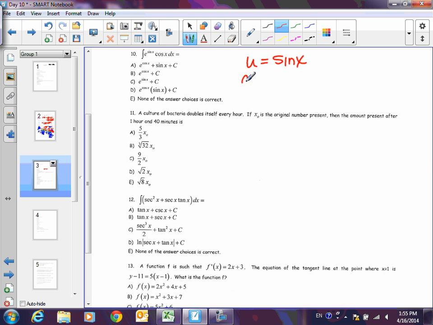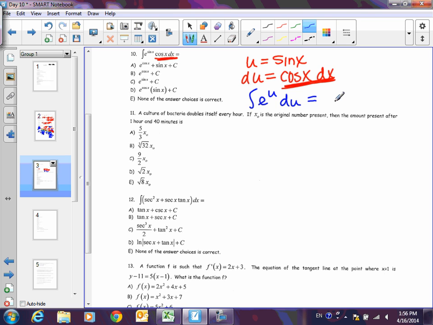What you're hoping for is that your du is all the other junk there. Which in this case it is, because the derivative of sine x would be cosine x dx, and then this right here is that other part. So by doing a substitution, I have the integral of e to the u du. Everything's substituted perfectly. There's no extra, there's nothing missing.